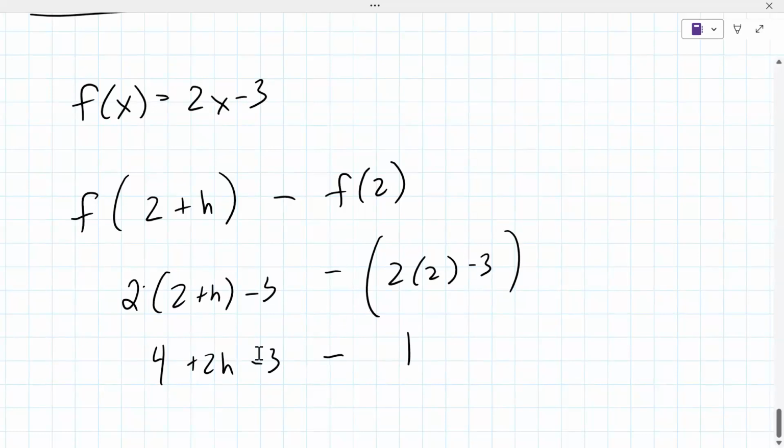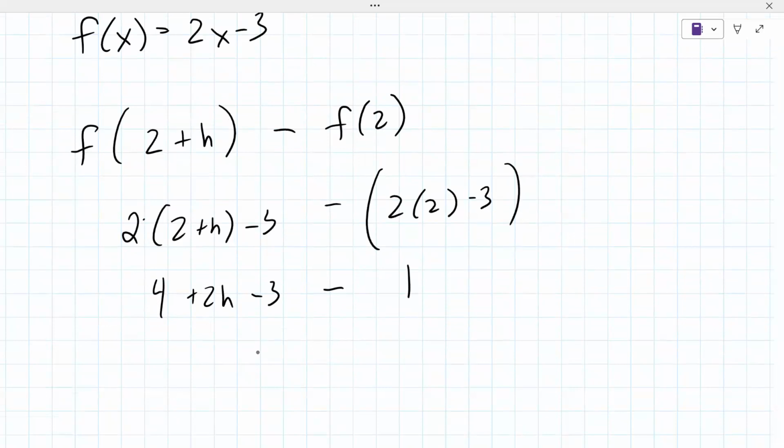Yes. Okay, so then this becomes 4 plus 2h minus 4. Those cancel, and you just get 2h. Does that match what you have? No, I didn't do that right.